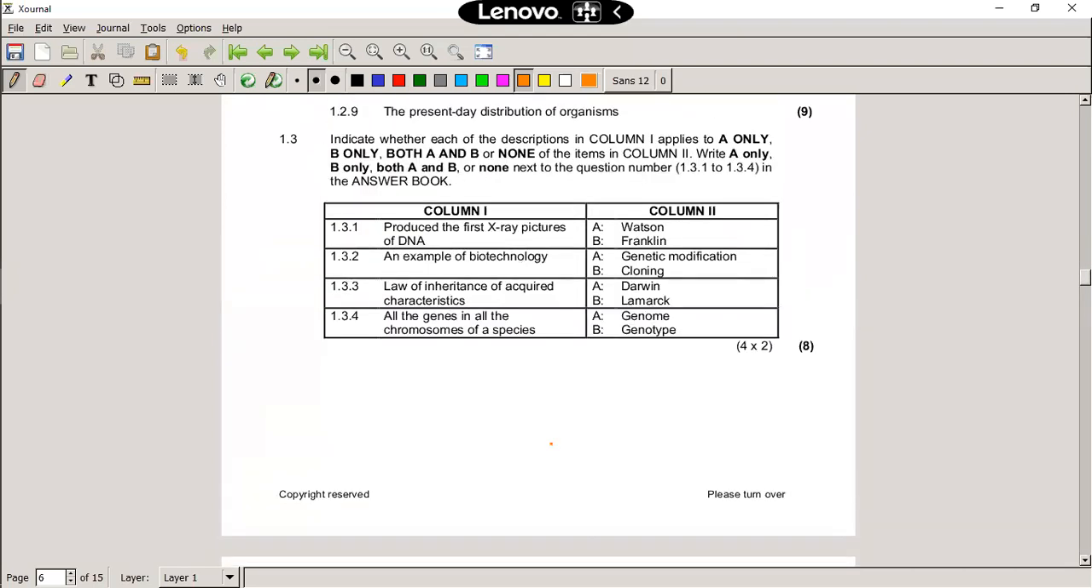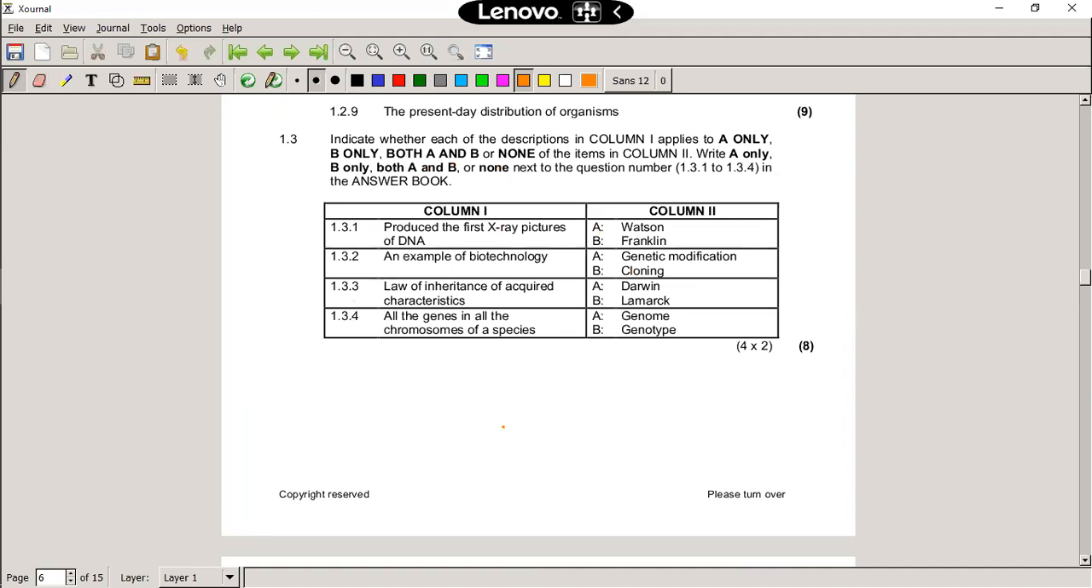Let's go to 1.3.1. Produced the first X-ray pictures of DNA. Now we've got to be careful. We know that James Watson and Francis Crick made the first models of what DNA should look like, or that we think looks like, the double helix. But who took the pictures? It was Rosalind Franklin. So for 1.3.1, the correct answer is B only, because she took the actual pictures. She produced the X-ray pictures.